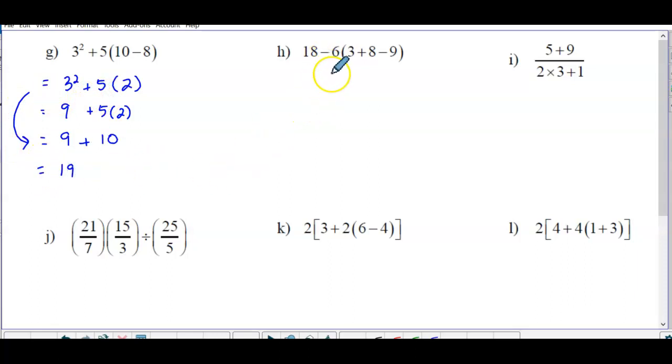Okay. Then next one, subtracting, multiplying, brackets with adding and subtracting. So got to do the brackets. So that's 11 minus 9 is 2. Then we have multiplication and then subtracting.